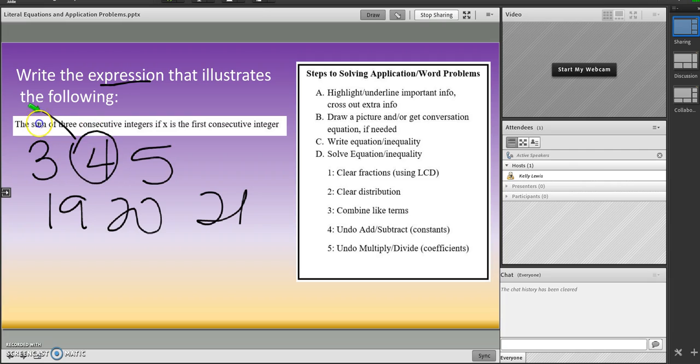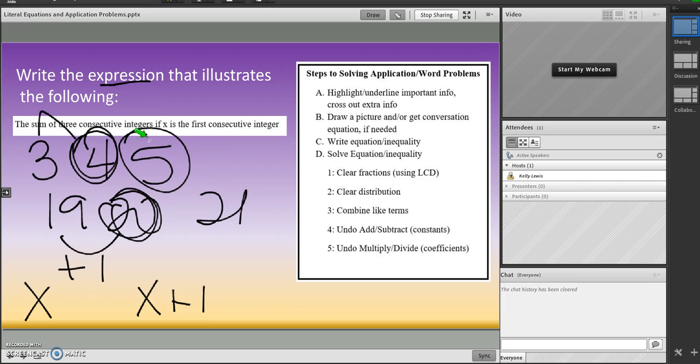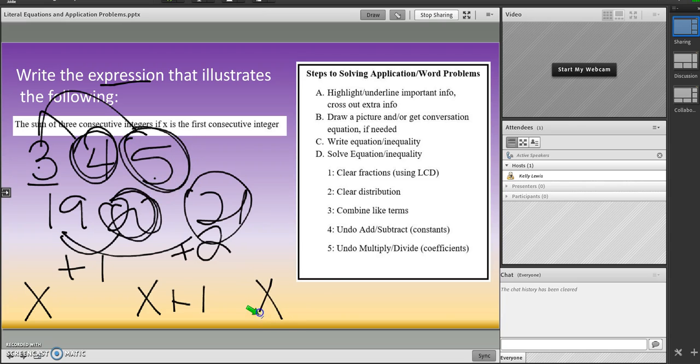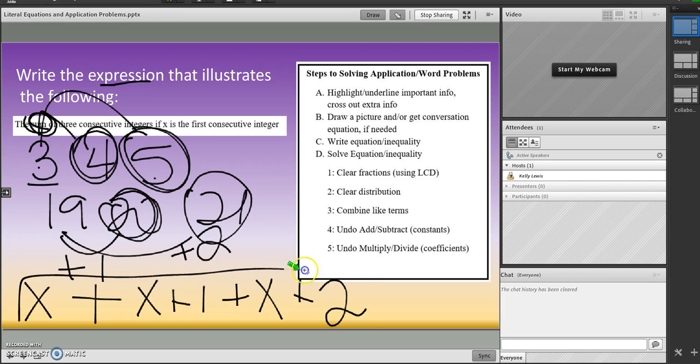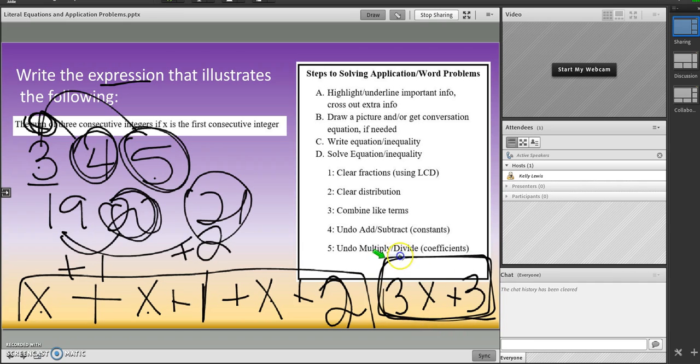Notice the difference between him and the first guy is +1. Okay? So if the first one is x, then the second guy is x plus 1. So let's look at the third guy. The difference between 3 and 5, and the difference between 21 and 19, is +2. So the third guy is x plus 2. So the sum, if I wanted the sum of these guys, I would do x plus x plus 1 plus x plus 2. Okay, and then I would just need to simplify. So x, x, x is a 3x, and then 1 plus 2 is a 3. So this expression simplified is 3x plus 3.